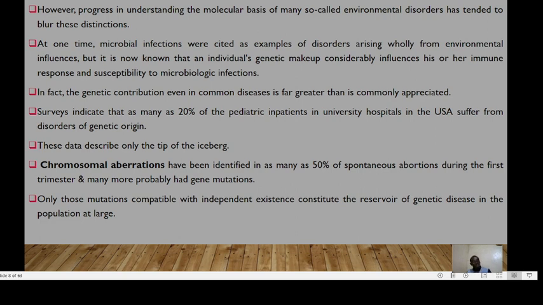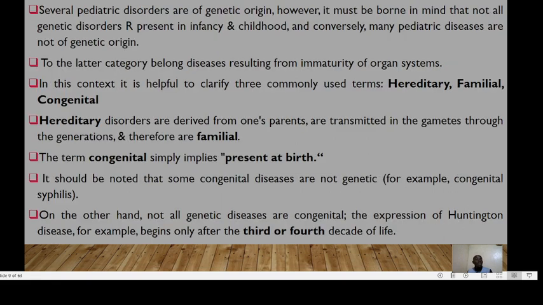When you look at chromosomal aberrations, they have been identified in as many as 50% of spontaneous abortions during the first trimester, and many more probably had gene mutations. Only those mutations compatible with independent existence constitute the reservoir of genetic disease in the population at large. Several pediatric disorders are of genetic origin. However, it must be borne in mind that not all genetic disorders are present in infancy and childhood, and conversely, many pediatric diseases are not of genetic origin.